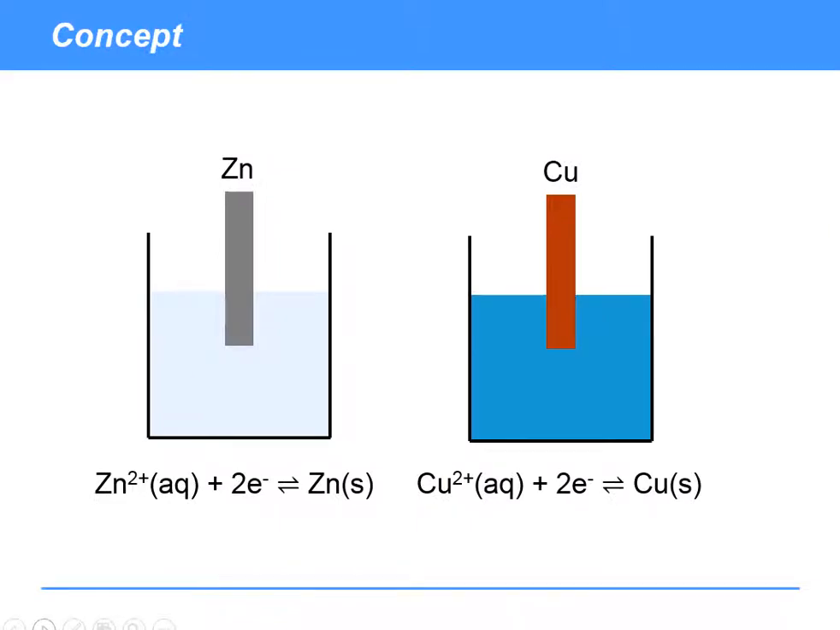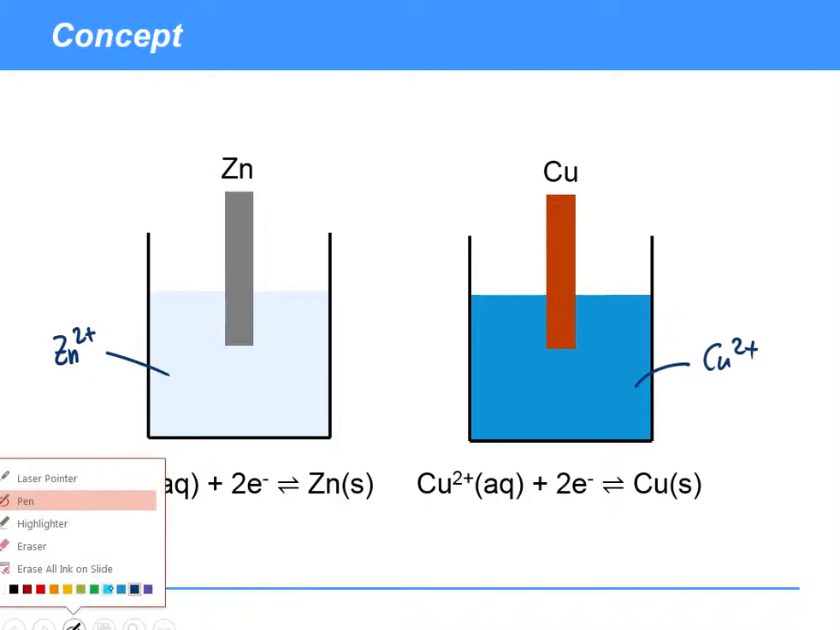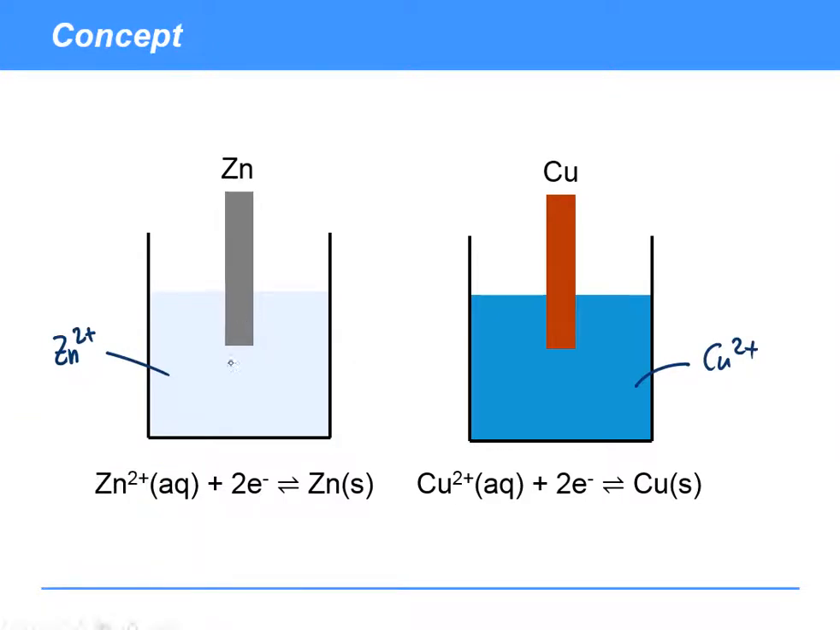So recall from last time that if we have different metals in equilibrium with a salt of that metal, so here we've got, say for example, zinc 2 plus ions in solution, and in this case we've got copper 2 plus ions in solution, and we have a piece of metal, then we're going to get an equilibrium established, and depending on the nature of the metal there are going to be different numbers of electrons deposited from the redox equilibrium on the surface of the actual metal strip.